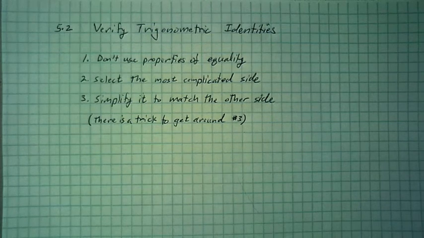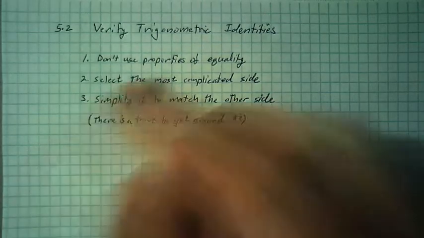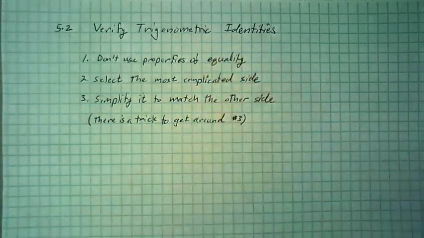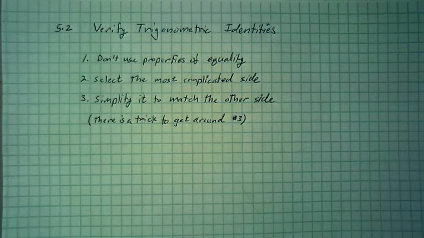So we're not allowed to do both sides. We can't add to both sides or subtract on both sides. We have to select one side, and we're going to pick the most complicated side. The one that looks the worst is the one we're going to pick. And we're going to start there, and we're going to simplify it. And hopefully, when we simplify it, it just naturally flows into the other side.